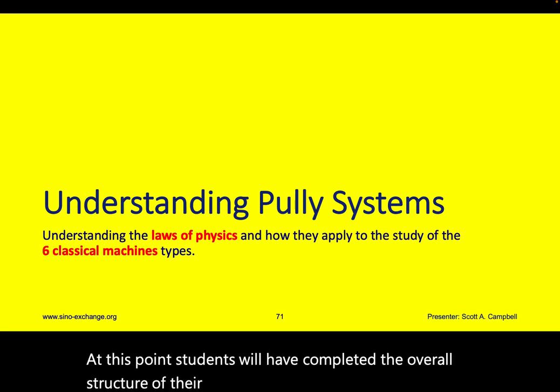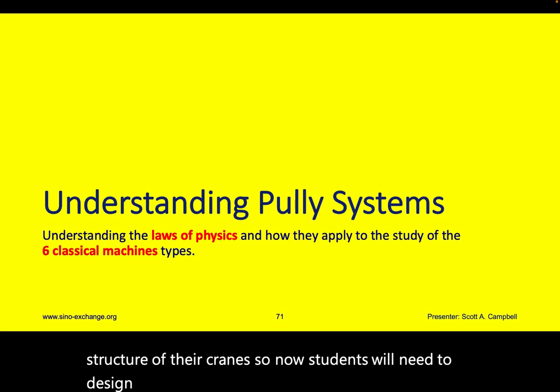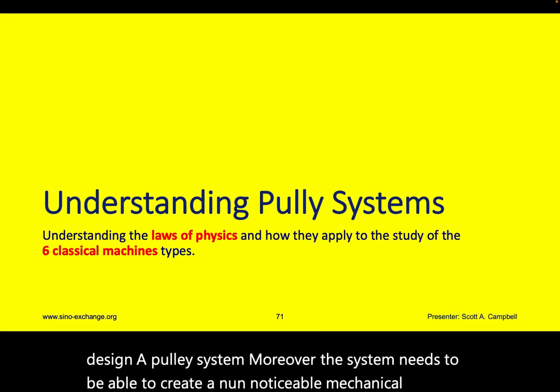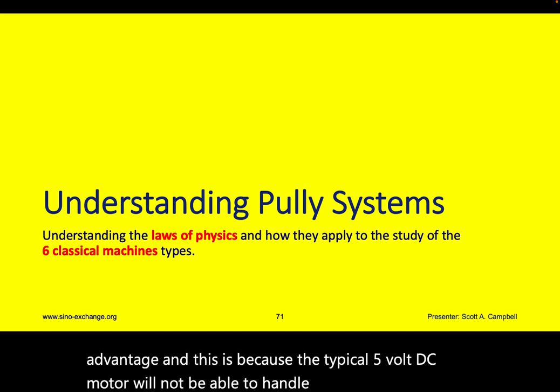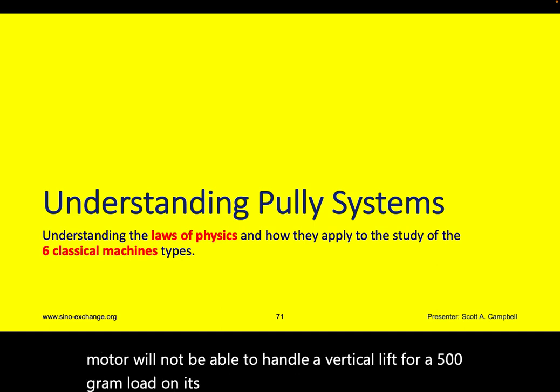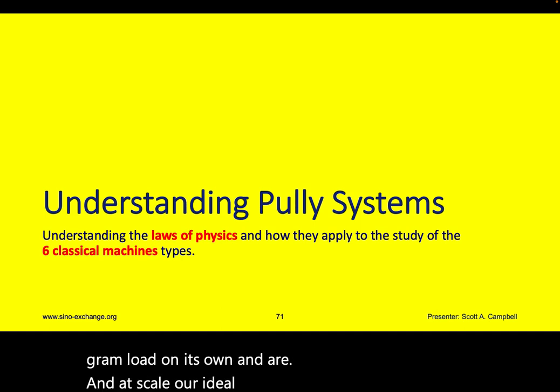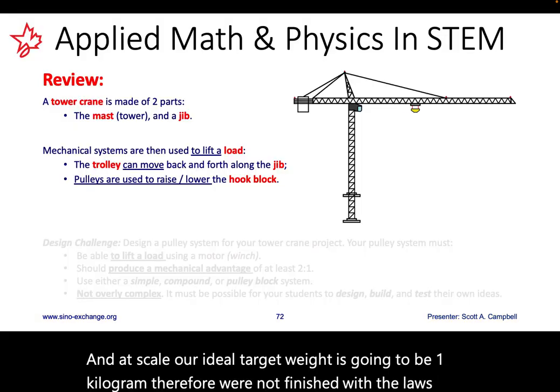At this point, students will have completed the overall structure of the cranes. So now students will need to design a pulley system. Moreover, the system needs to be able to create a noticeable mechanical advantage. And this is because a typical 5-volt DC motor will not be able to handle a vertical lift for a 500-gram load on its own. And at scale, our ideal target weight is going to be 1 kilogram. Therefore, we're not finished with the laws of physics just yet.